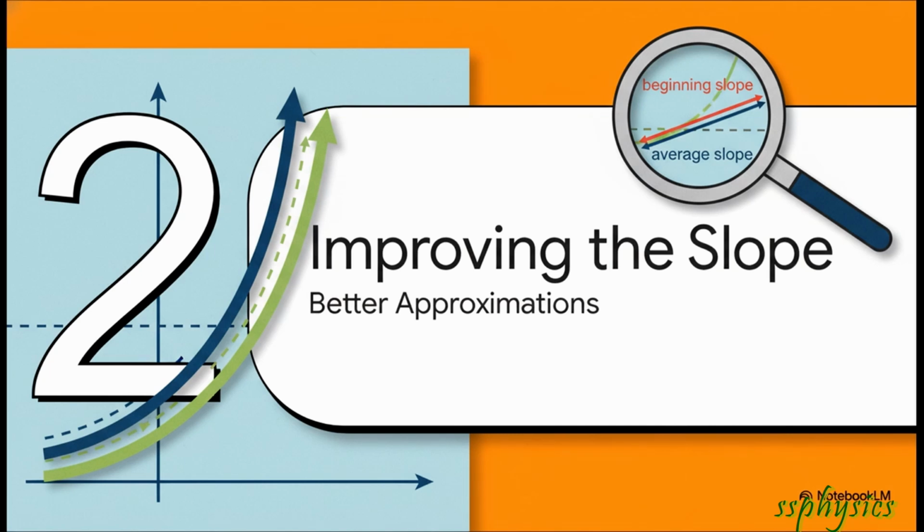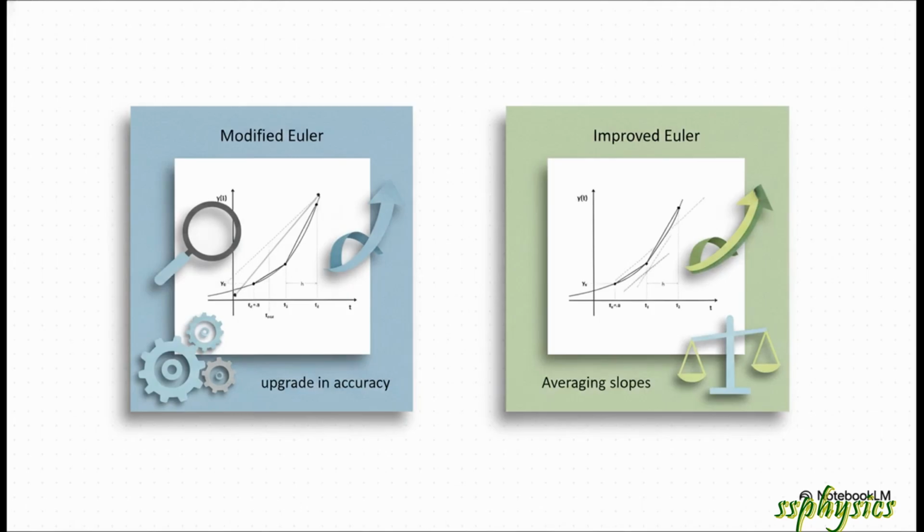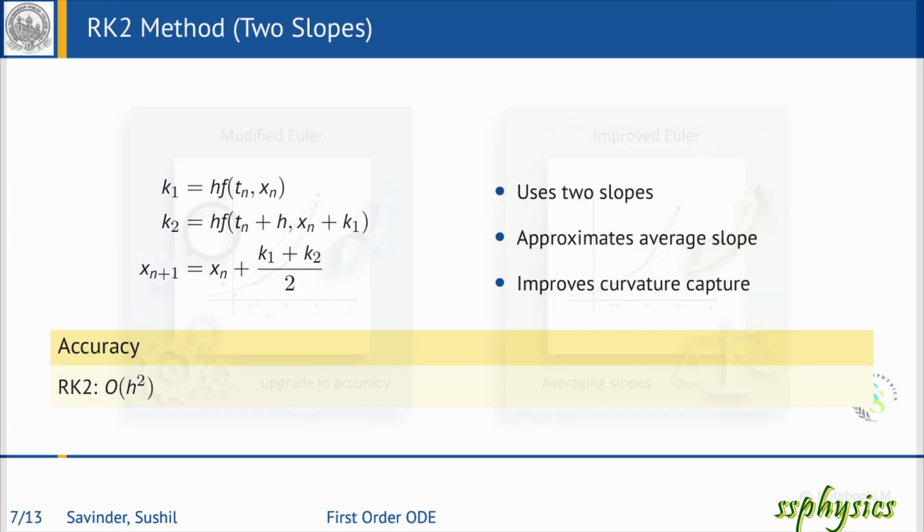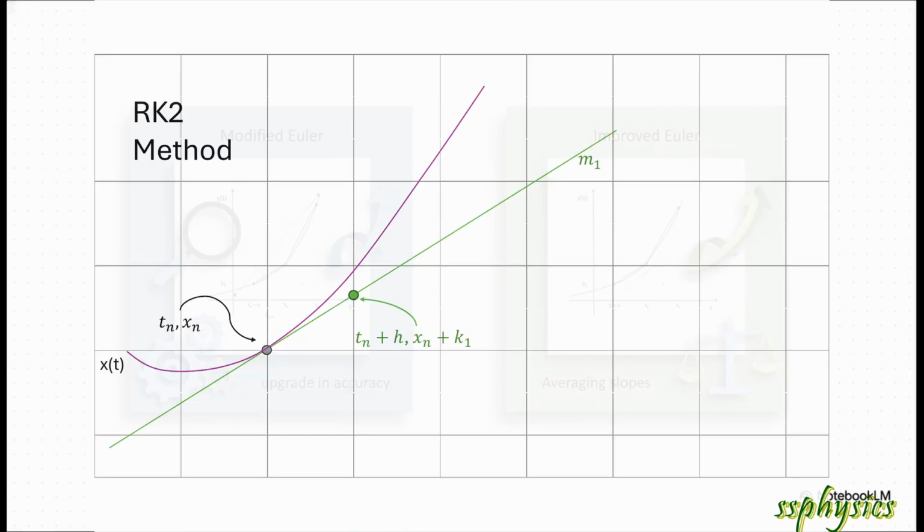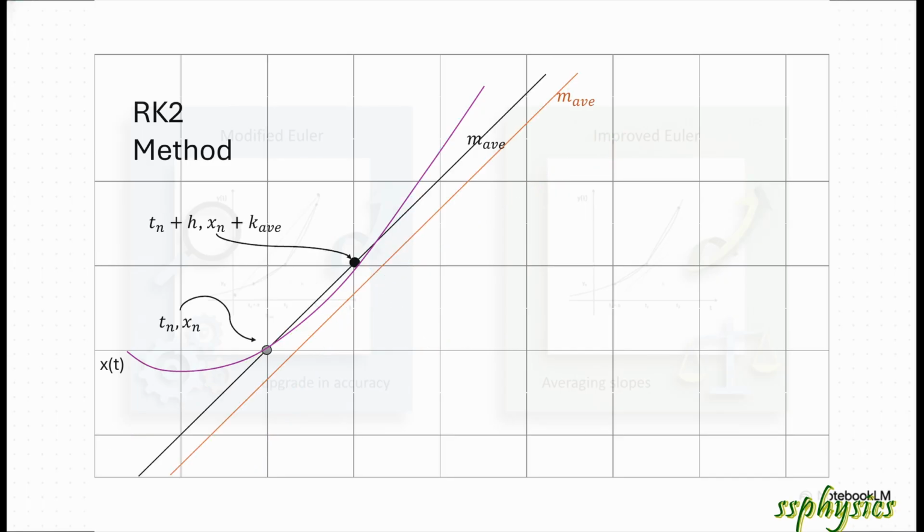But what if we could be a little smarter? What if we could find a more representative, sort of average slope for the whole step? And this slide shows two really clever ways to do just that. On the left, we have the modified Euler method, which cleverly uses the slope at the midpoint of the step. And on the right, the improved Euler method averages the slopes from the beginning and the end of the step. Both of these are a huge leap forward in accuracy.